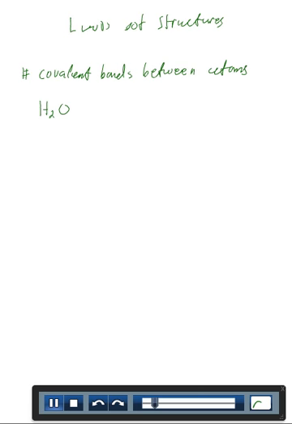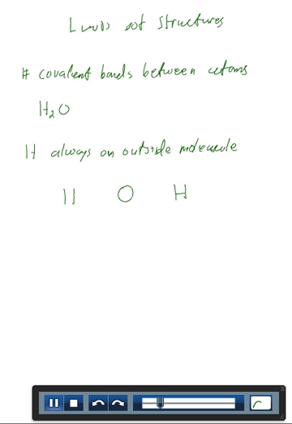In Lewis dot structures, hydrogen is almost always on the outside of a molecule. And so that would mean oxygen would be in the center. So we put oxygen in the center, and we put the hydrogens on the outside. We're going to represent the electrons as dots on paper. So that's why it's called Lewis dot structures.